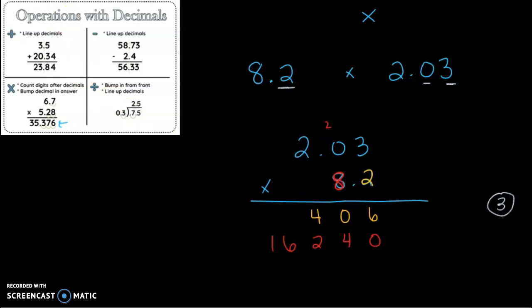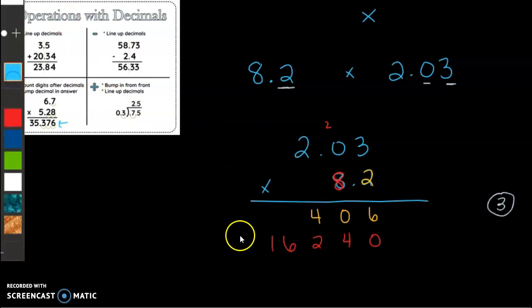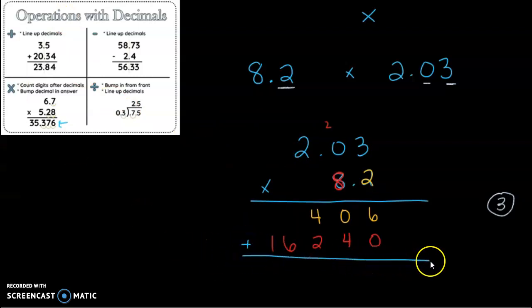So then our next step is we add them up. Again, this is a normal procedure for a multi-digit number. 6 plus 0 is 6. 0 plus 4 is 4. 4 plus 2 is 6. And then 6 and 1.